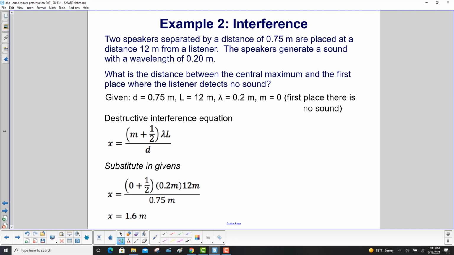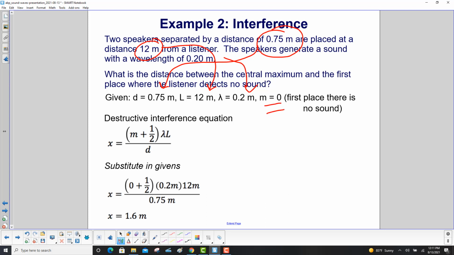Once again, we translate the words into our variables. Here's the distance between the speakers, that's d. Here's the distance from the listener, that's L. Here's our wavelength. And here's the key. They want the first place where the listener detects no sound.